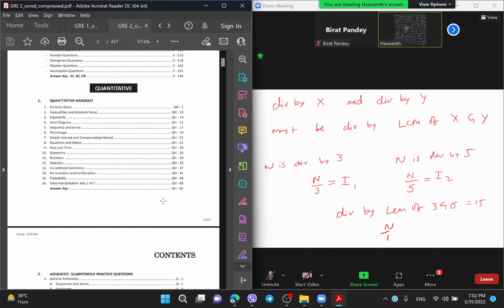So we just take it as n by 15 gives us an integer, which makes us deal with only one equation. If I say n is divisible by 15, that means it will be divisible by 3 and by 5. Those conditions will automatically be satisfied. So if a number is divisible by x and divisible by y, it must be divisible by the LCM of x and y.